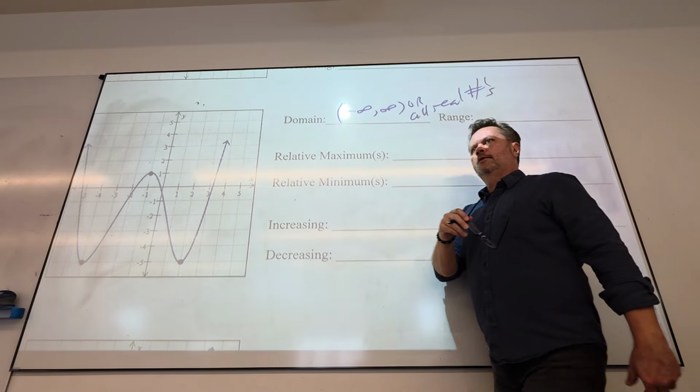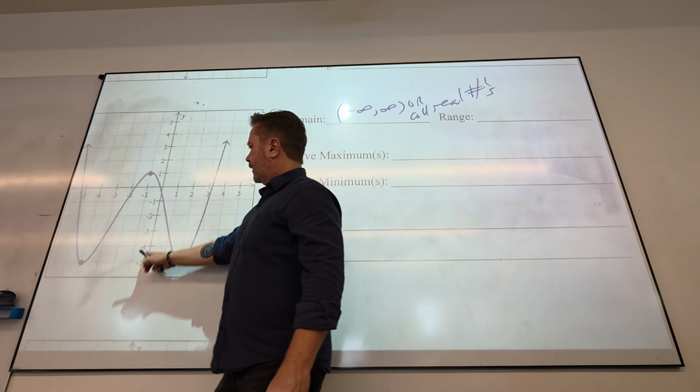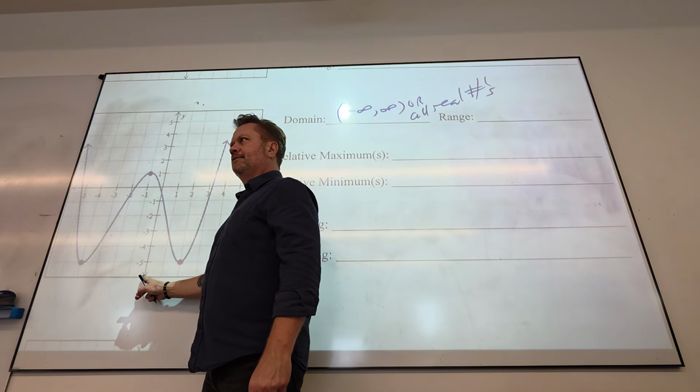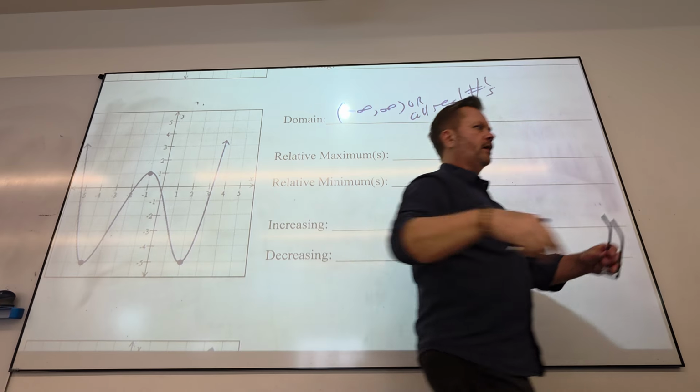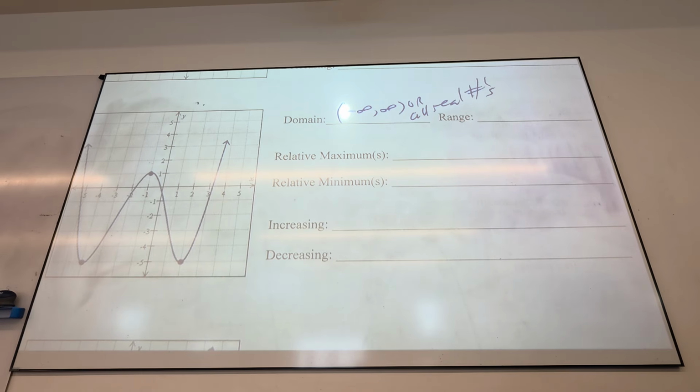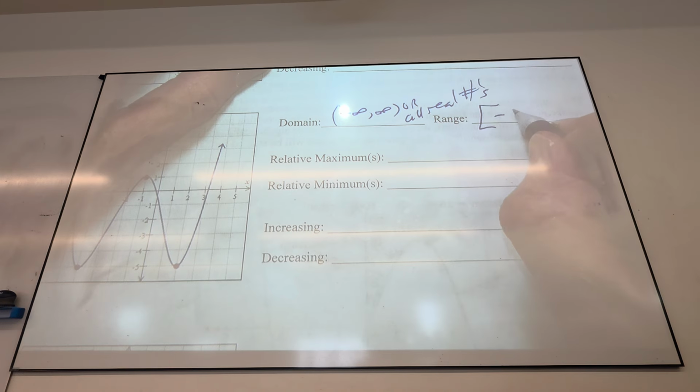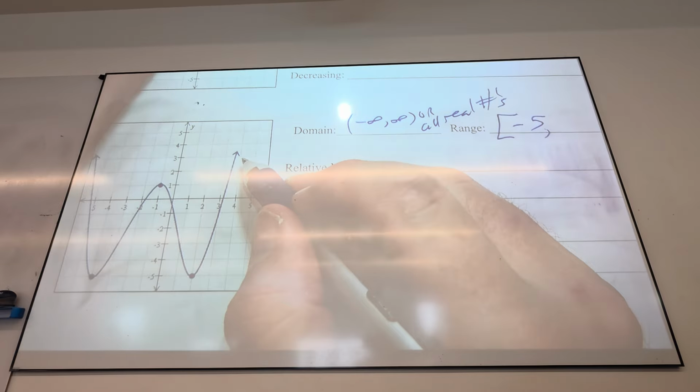What's the range? Is there a lowest or a highest output? Yeah. The outputs I get, do I ever get an output in -6? No, the lowest the outputs go is -5. Do I include -5? So what symbol do I put on -5? The bracket. And how far up does it go?